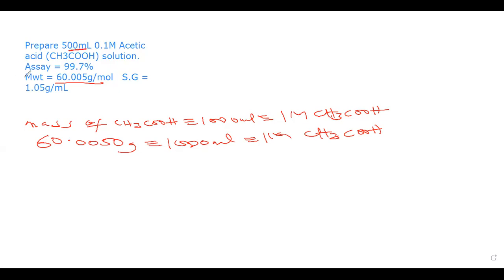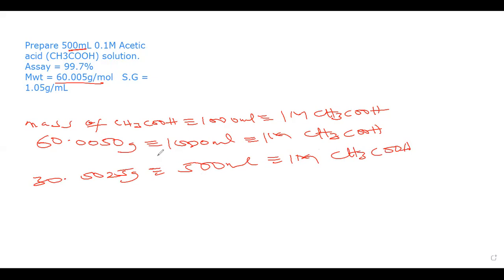Now, the first thing I have to do, in no particular order, is to check the volume here. The volume here usually represents the volume of the volumetric flask I am using in my titration. I have 1,000 here, the volumetric flask is about 500. I have to divide it by 2 and then divide the mass by 2. The mass divided by 2 will give me 30.00205 grams, directly proportional to 500 mL, which is also proportional to 1 molar CH3COOH.